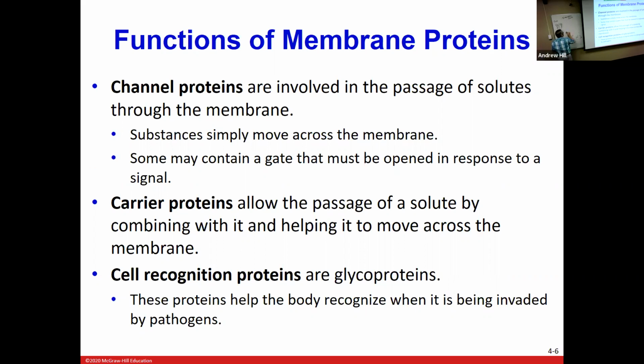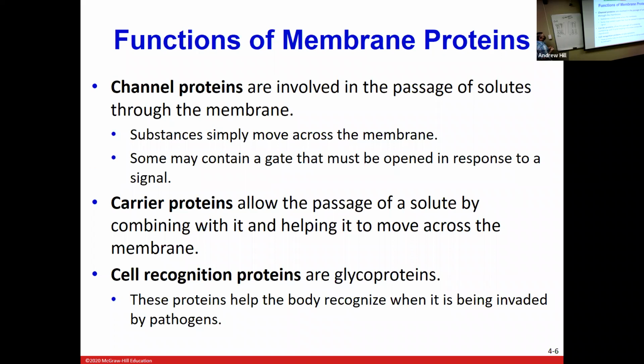If we look at a channel protein from the side, it's going to look like this. You're going to have something like this, and then you're going to continue with the phospholipid bilayer on the other side. Okay, so what does this allow? This allows certain substances that wouldn't have been able to cross the membrane now to pass through.